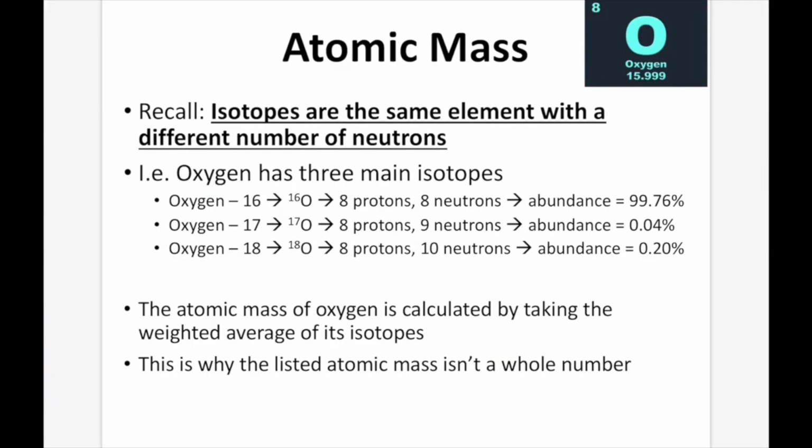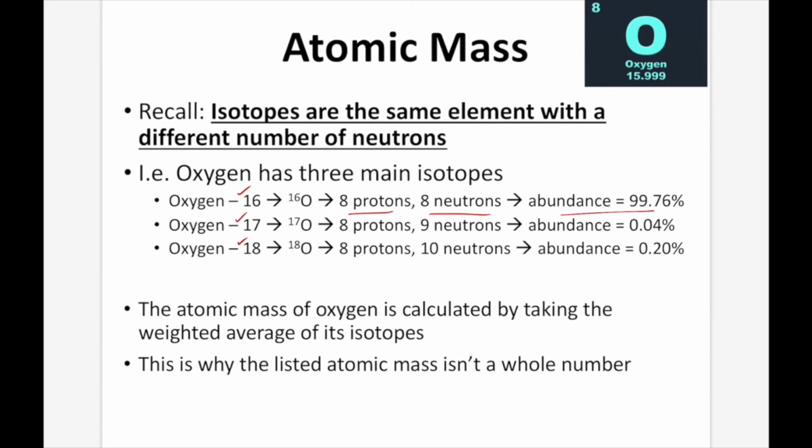Well, if you recall also, isotopes are the same element with a different number of neutrons. We talked about that in the previous slide. Oxygen has 3 main isotopes, oxygen 16, oxygen 17, and oxygen 18, keeping in mind the 16, 17, 18 represents the mass. Oxygen 16 has 8 protons, 8 neutrons, and its abundance is 99.76%. So in nature, you are most likely going to find oxygen 16. You're going to find it 99.76% of the time.